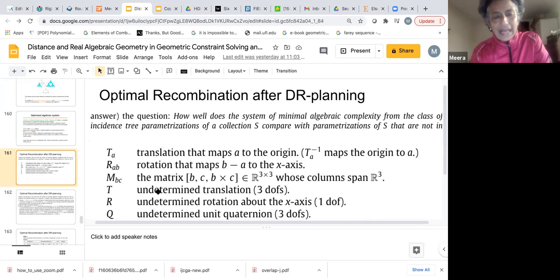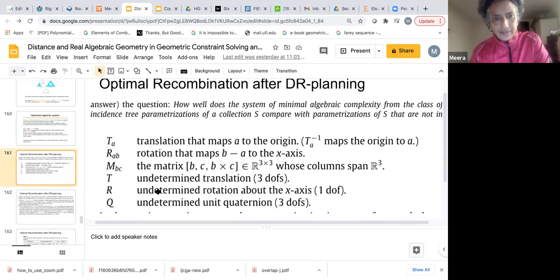algebraic complexity for a class of parameterizations that we described, rational parameterizations that allow us to put together at every point in the node in the DR plan the solutions of the subsystems, the child subsystems, which correspond to rigid subsystems and have zero-dimensional solution set, how to put them together to solve another system at the parent, and thereby find the solutions to the parent system.